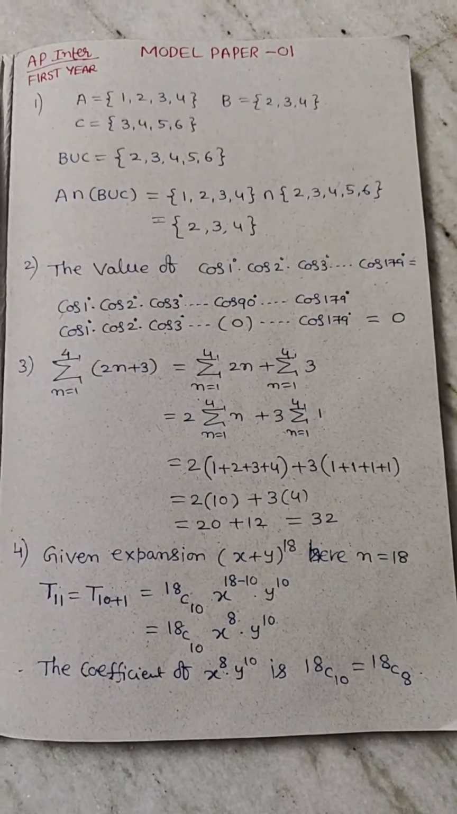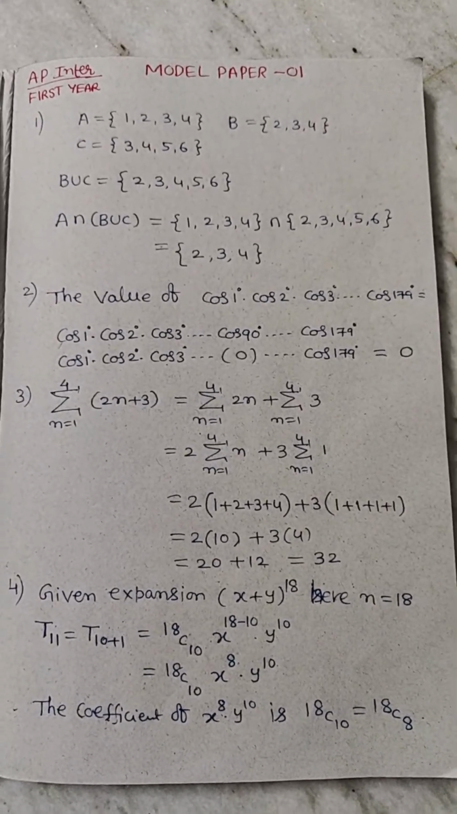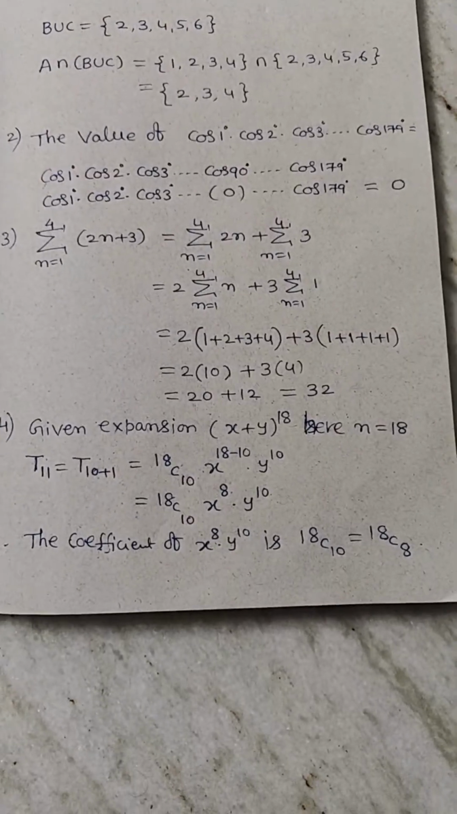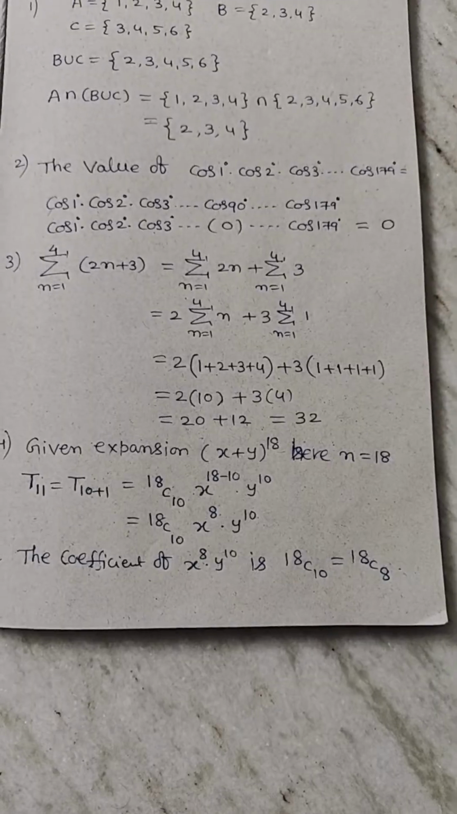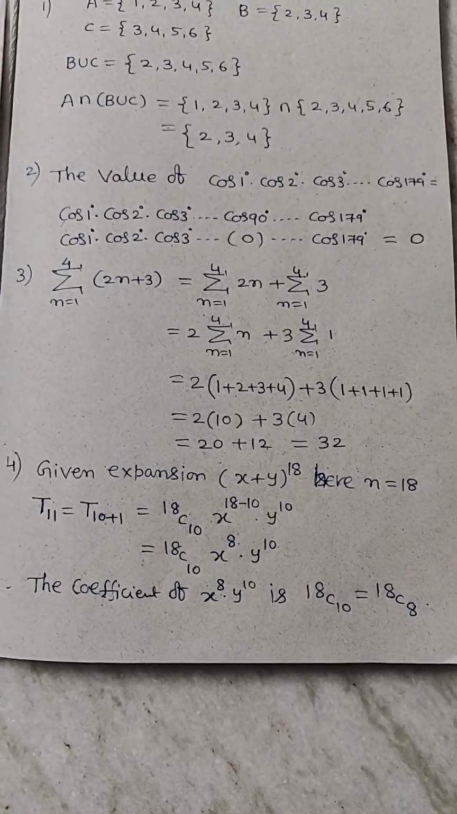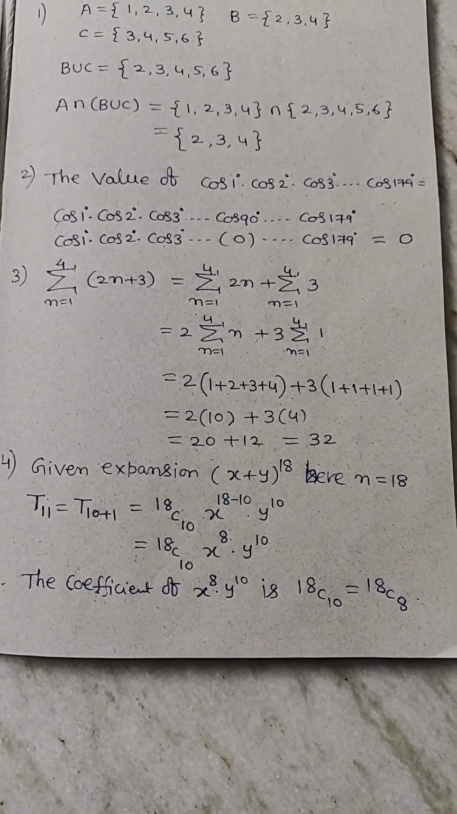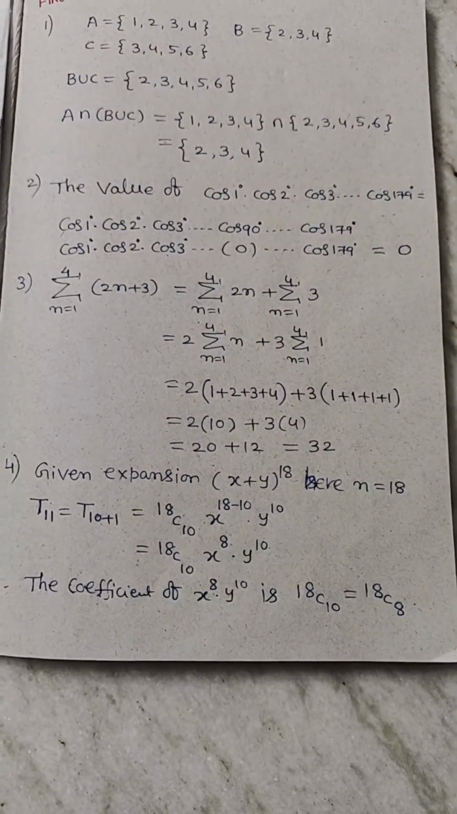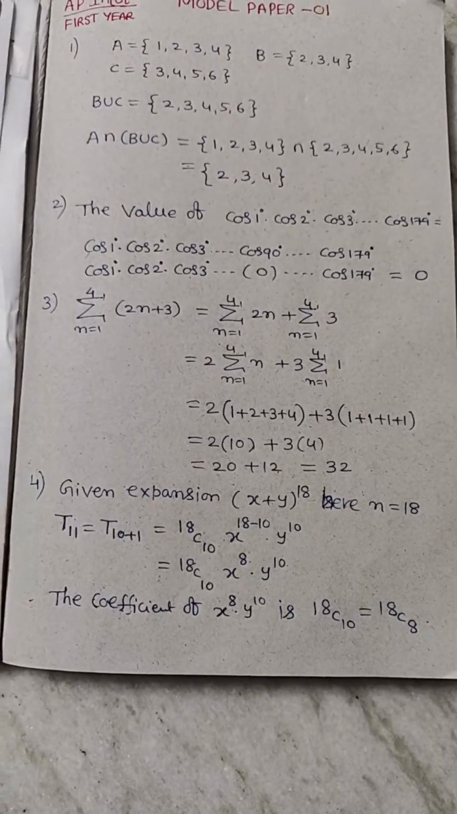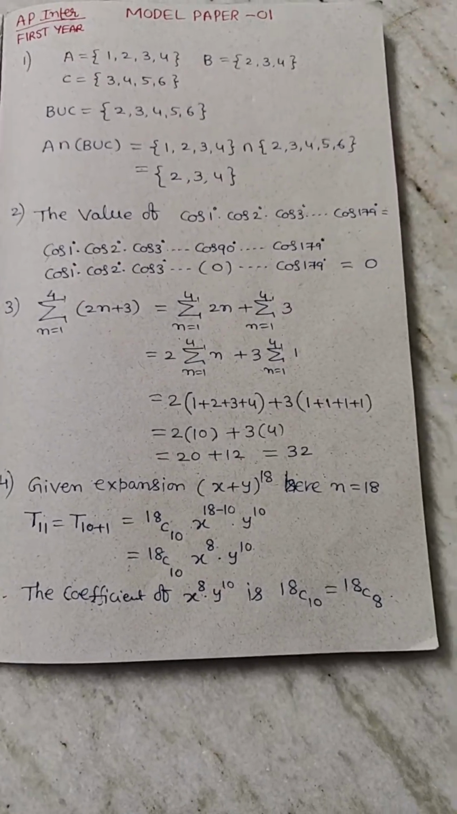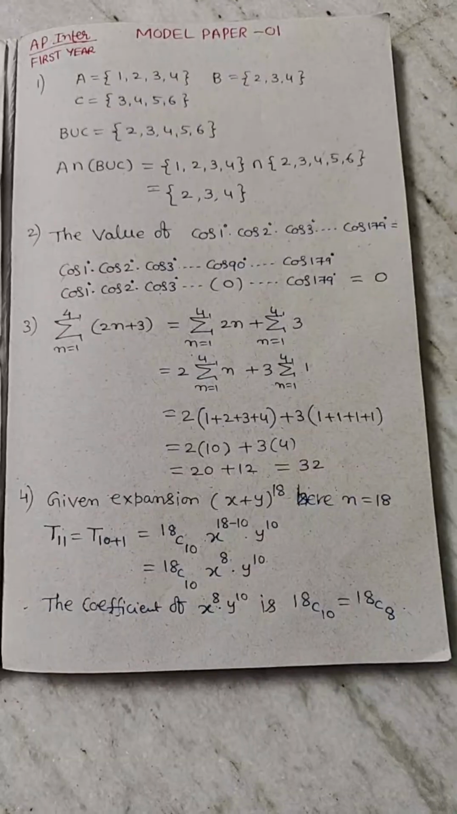So therefore the coefficient of x power 8 into y power 10 is 18c10. 18c10 can be written as nCr equal to nC(n minus r), no? So therefore 18c(18 minus 10), 18c8. I hope you understand. So till here question number 4 also completed.